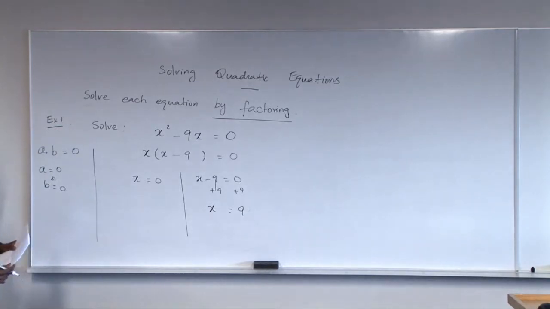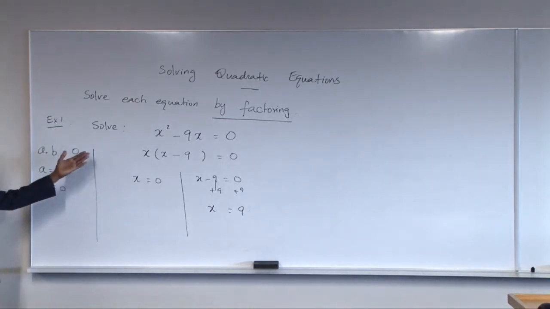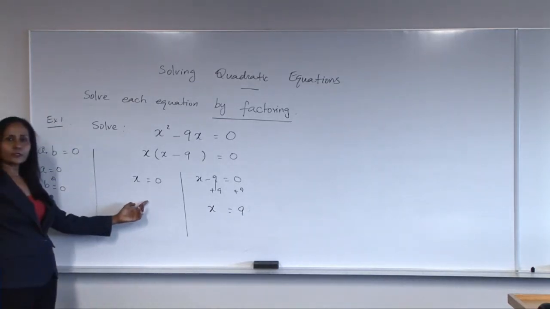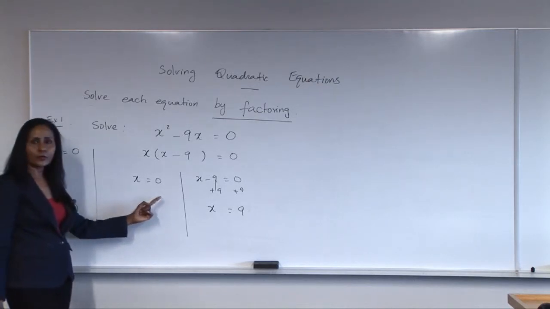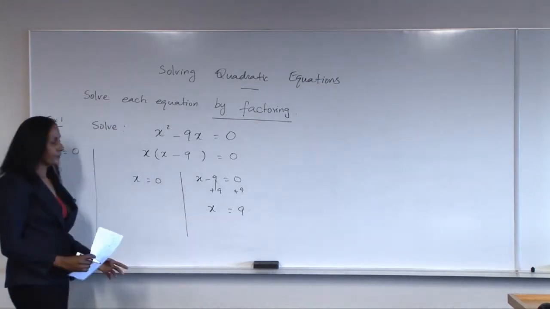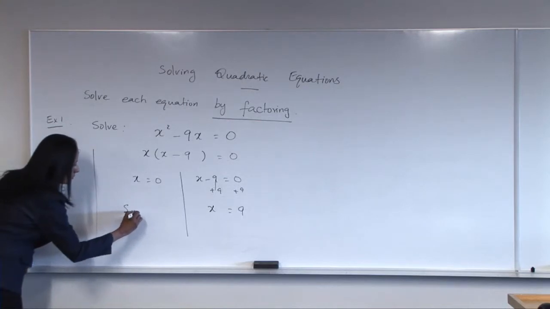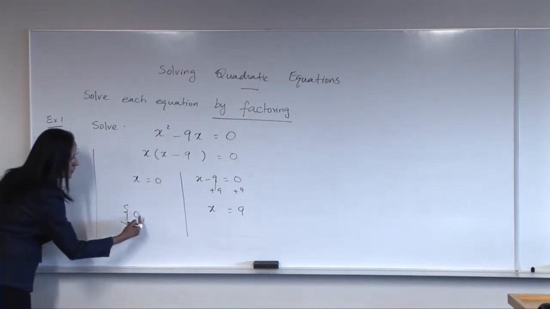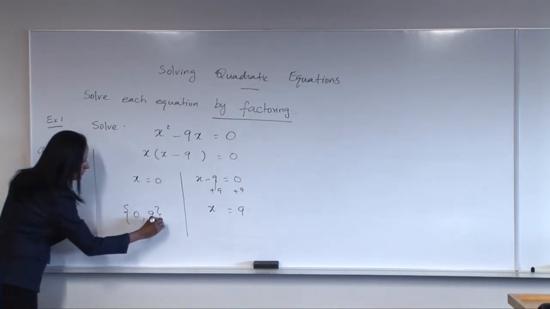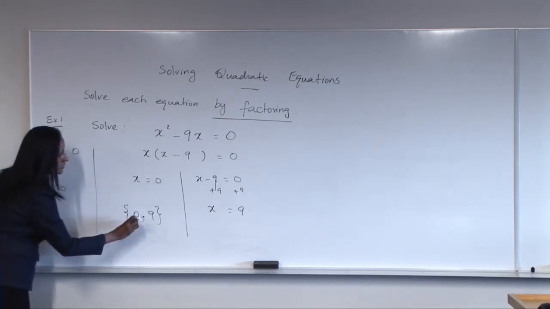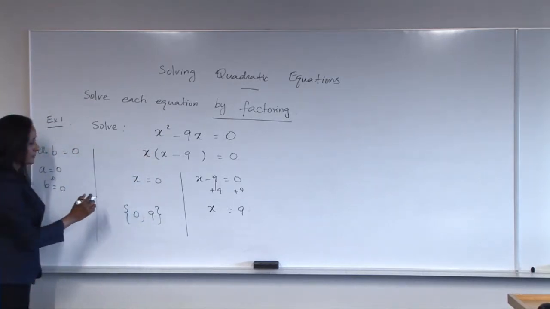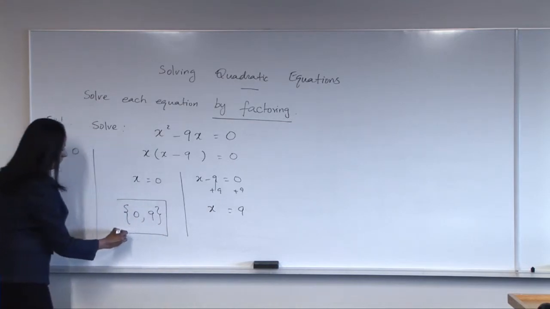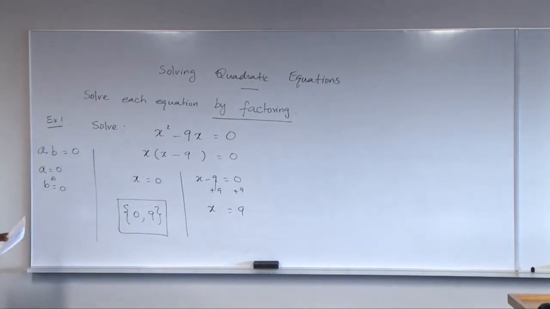So how many solutions did we get for this quadratic equation? 2 solutions. X is equal to 0 and x is equal to 9. So you can write it like a set of 0, 9. These two are the solutions for this equation. Okay. So let's do another one.